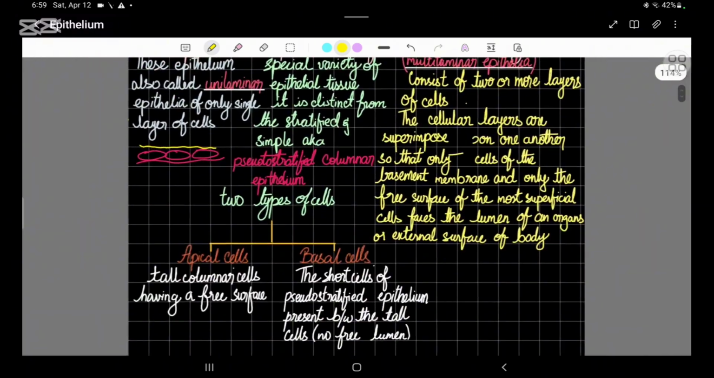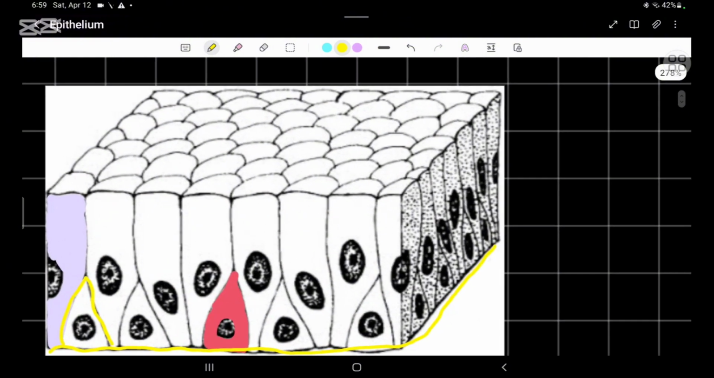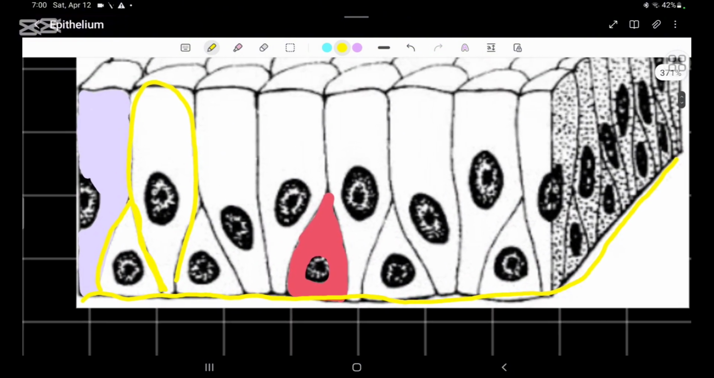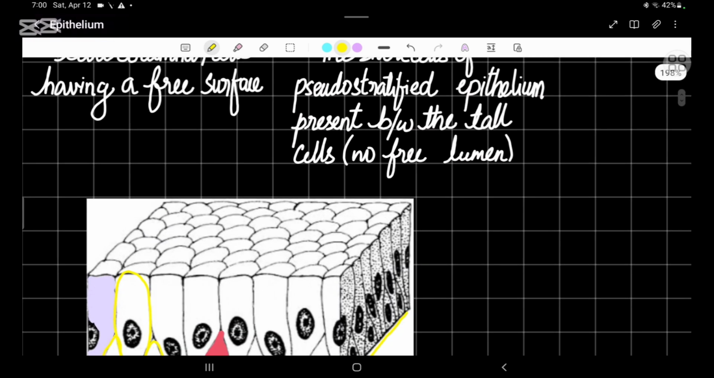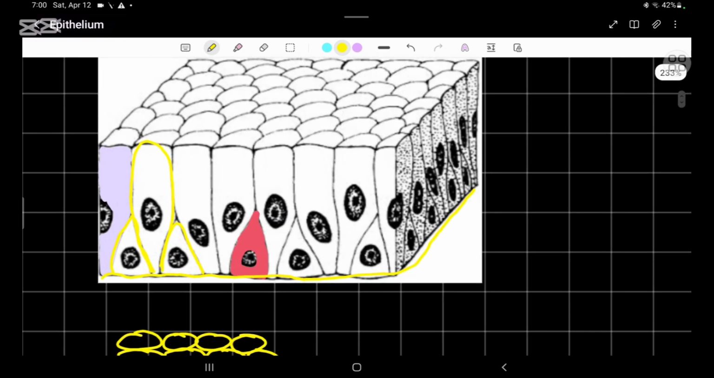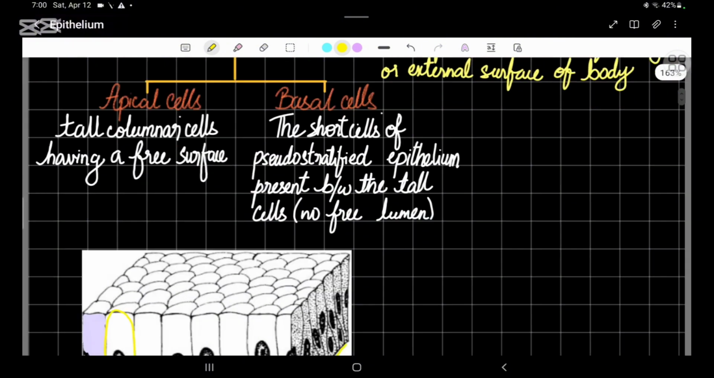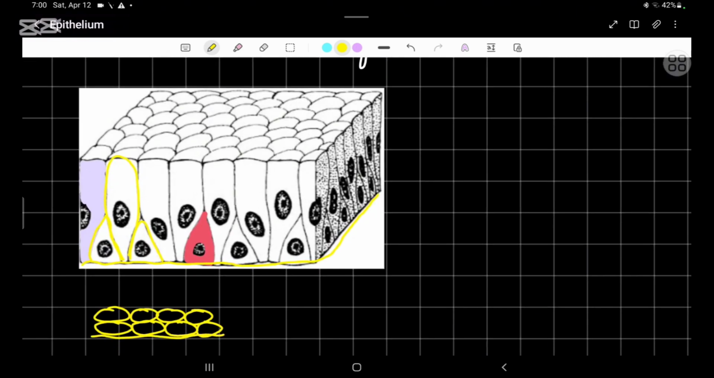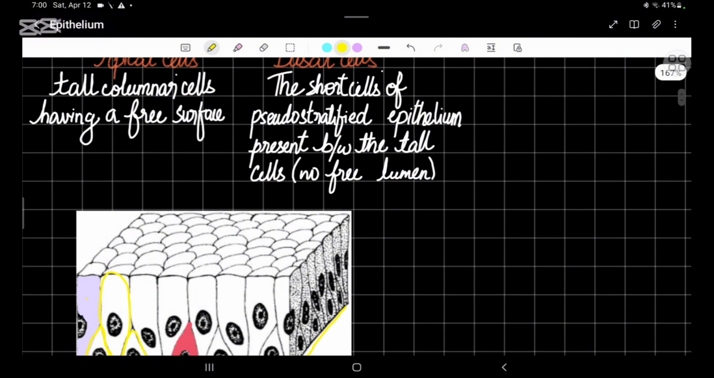Okay, that's the thing which I have told you, pseudostratified columnar epithelium. They are also known as columnar epithelium because the cells present over here are more like columnar cells. I know they're not completely columnar, but they are more like columnar, and these are triangular cells, so we do not categorize them as any other type. We just say that it's columnar epithelium because the only cells visible are columnar cells. Then we have two types of cells: apical cells, which are these long ones, and the basal cells, which are in pink color. The tall cells, which are in purple color, are columnar cells, apical cells, tall columnar cells. The short cells of the pseudostratified epithelium are present between the tall cells, with no free lumen.